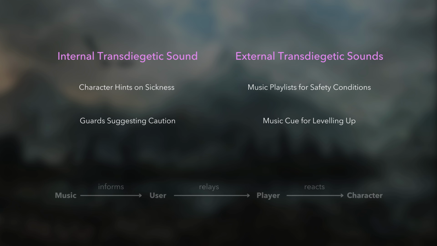Here we have music, and the music is informing the user, ooh, something dangerous is around us, in this case a dragon. Now that user is relaying the information to the player, who is reacting to it as a character. Let's take a look at another example.